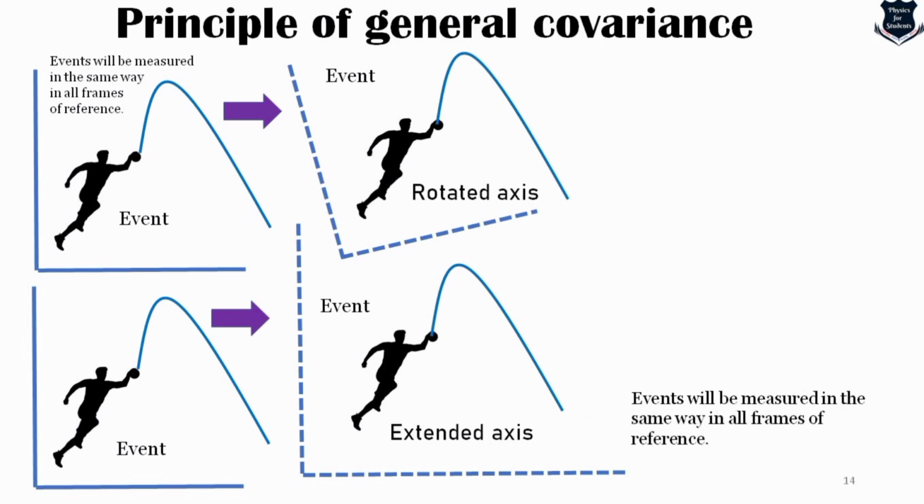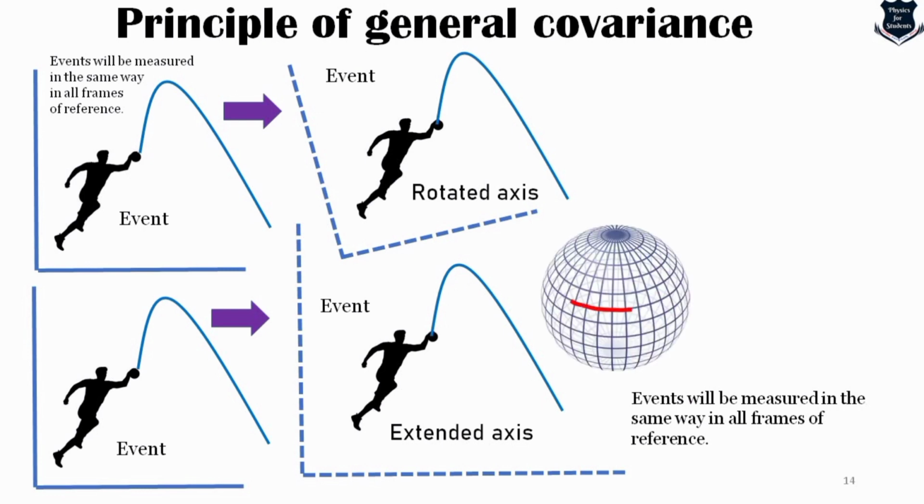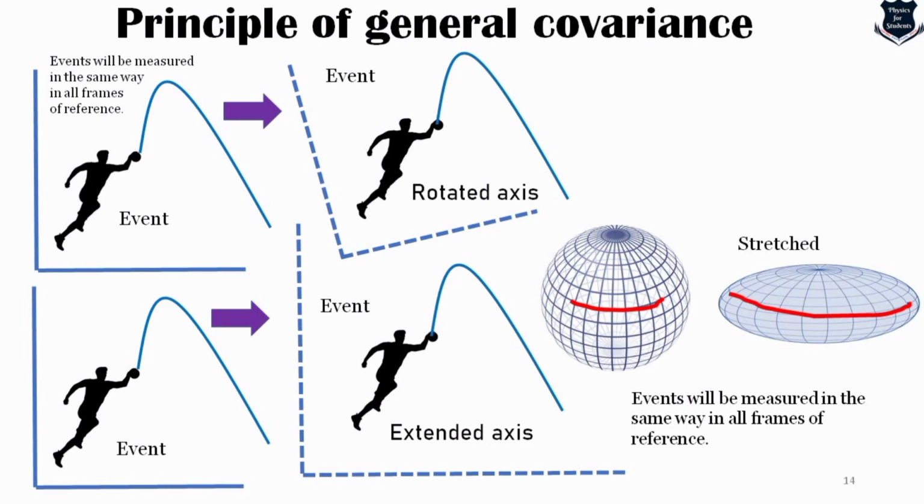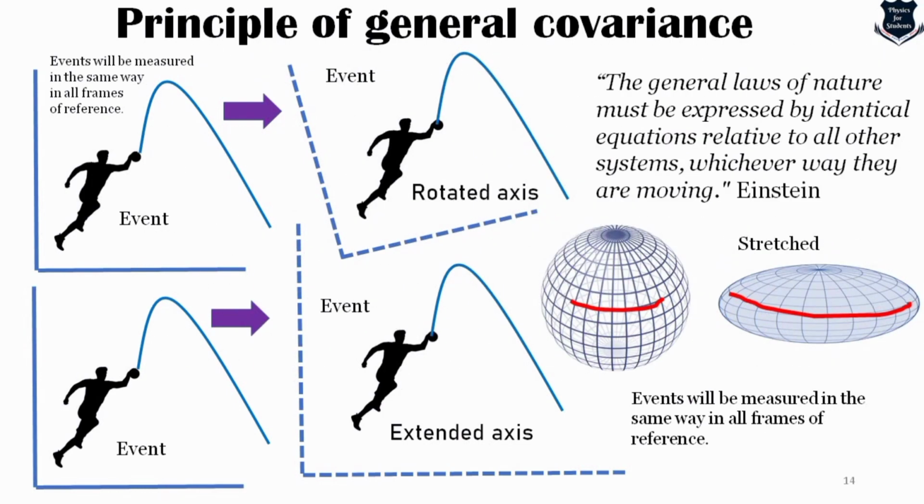So what I'm trying to tell you is that the principle of general covariance means that there should be something which varies with something, so that the measurements of the events or the laws of physics would be the same. So here is a sphere. If we are measuring this red line, and the sphere gets extended to an oblate spheroid, then this line would also extend. So this one is a stretch. As put by Einstein, the general laws of nature must be expressed by identical equations relative to all other systems, whichever way they are moving.